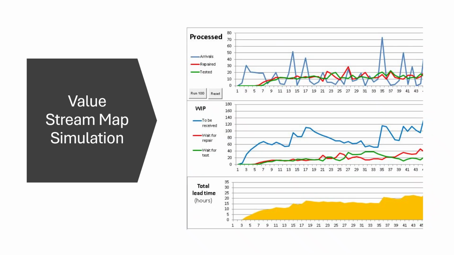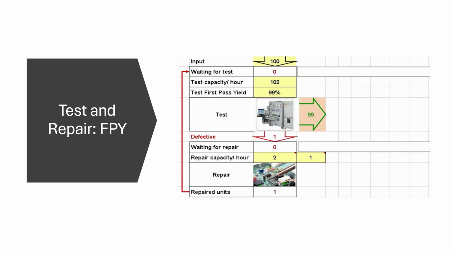A static value stream map is a good start to understand how the value stream behaves. A snapshot of the WIP situation along the line may not be representative of the normal operation. VSM simulation provides a deeper understanding of the process behavior, and it enables what-if studies to optimize the process.